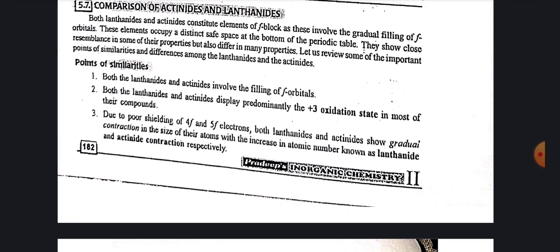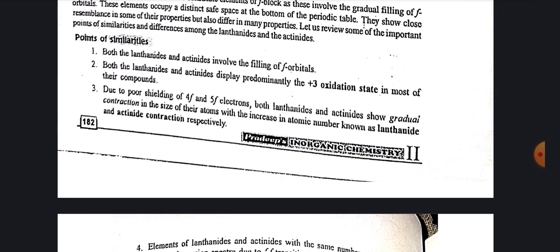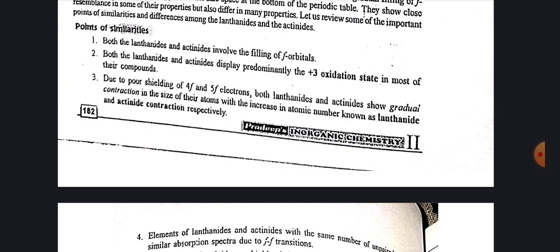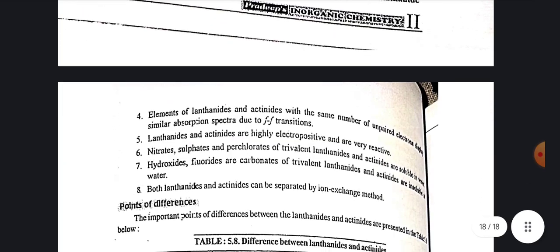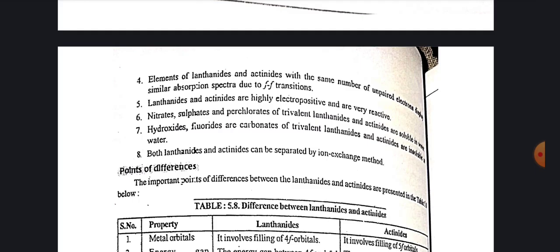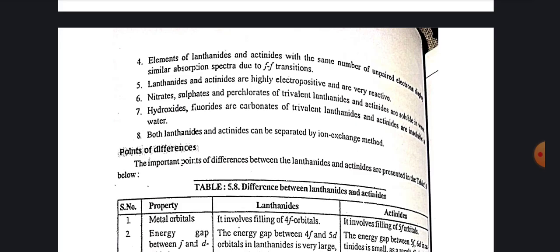Points of similarities: both lanthanides and actinides involve the filling of f orbitals. Both display predominantly the +3 oxidation state in most of their compounds due to poor shielding of 4f and 5f electrons. Both show gradual contraction in size of their atoms with the increase in atomic number, known as lanthanide and actinide contraction respectively. Elements of lanthanides and actinides with the same number of unpaired electrons exhibit similar absorption spectra due to f-f transitions. Lanthanides and actinides are electropositive and very reactive.